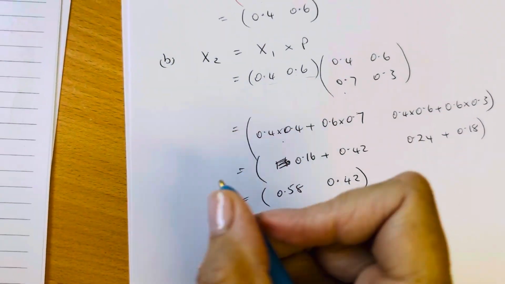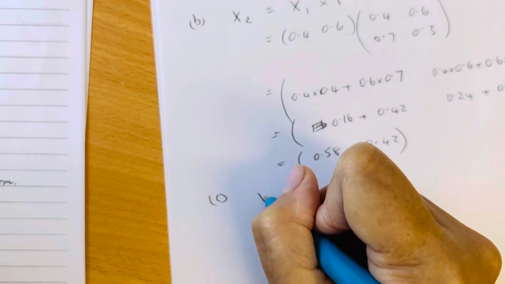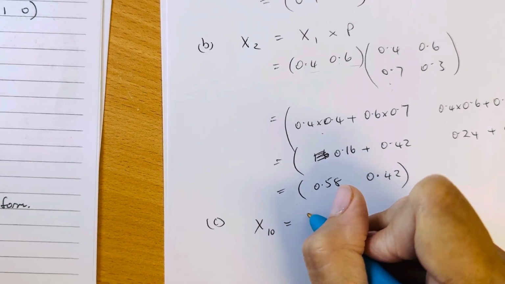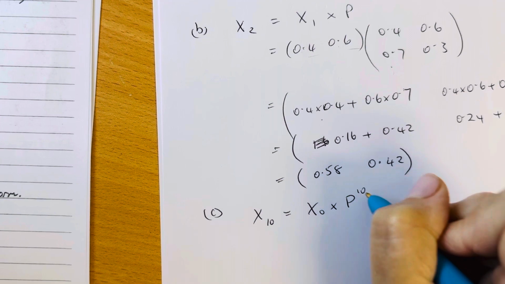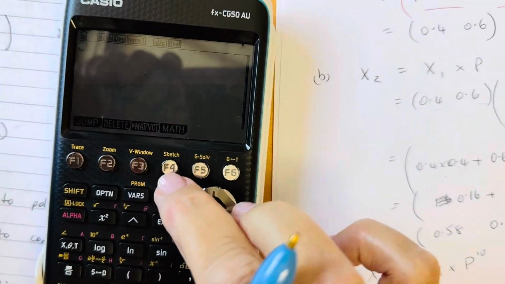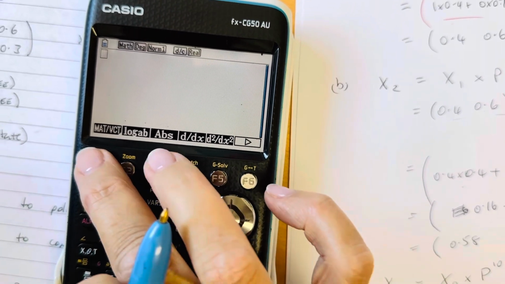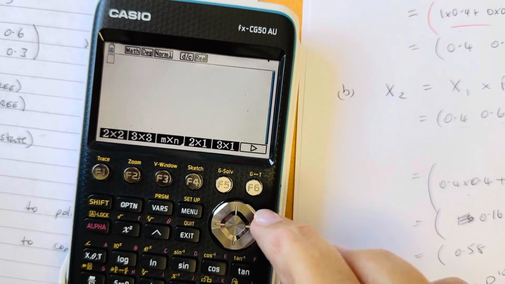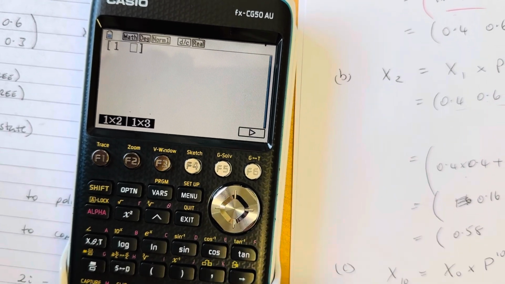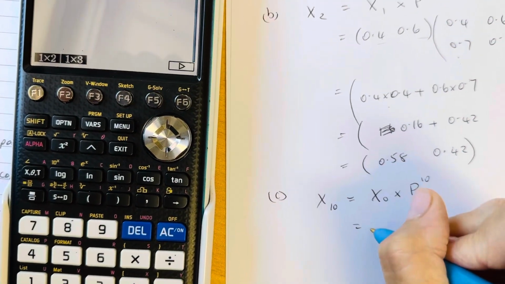Now for C, x10, we're not going to do this tech-free. We're going to go x0 times P to the 10. So on my trusty calculator, I've got a 1 by 2, which is 1, 0.